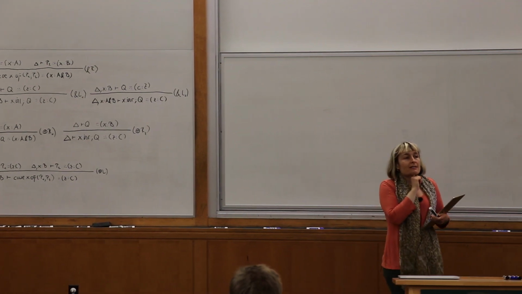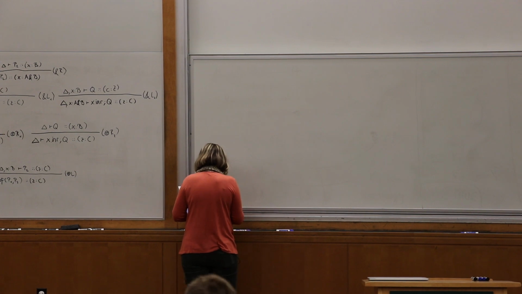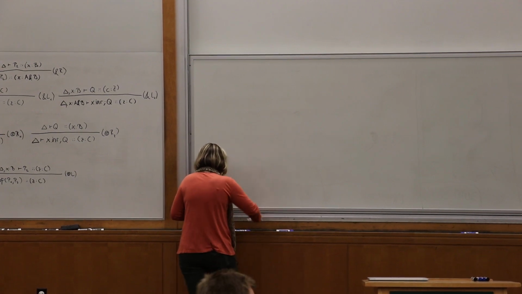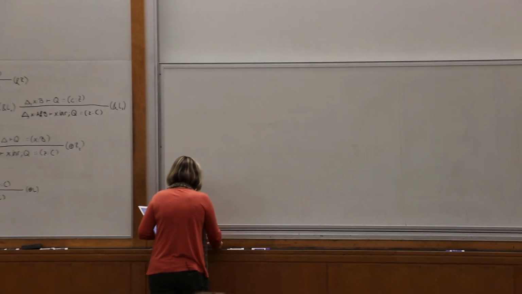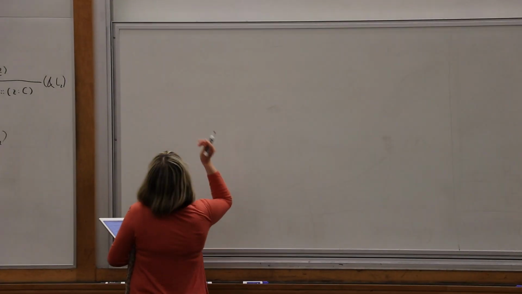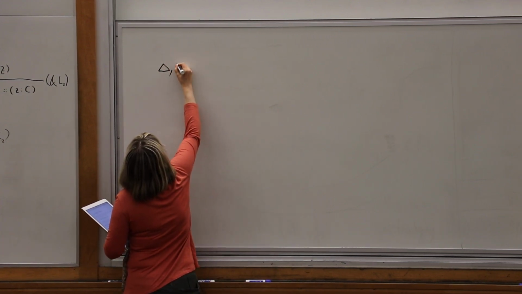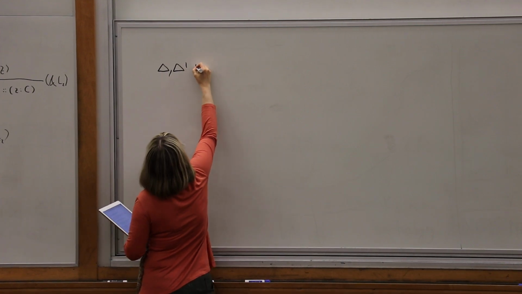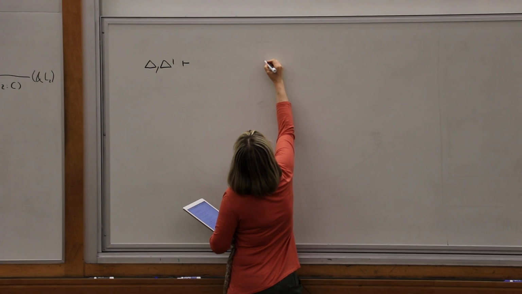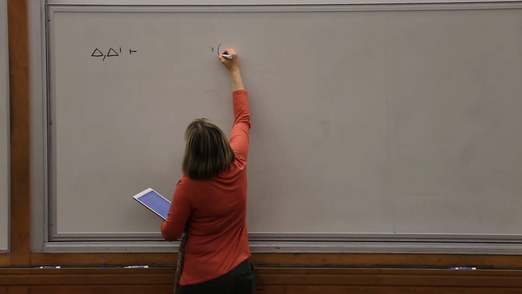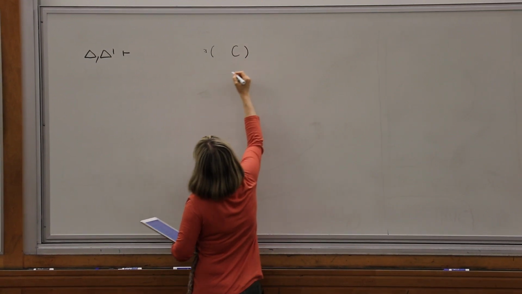So what does cut do? Let's look at cut. Again, I'm going to use two different colors. We first look at the logic rule. With cut, we are given contexts delta and delta prime. And now I need again to leave some space for the process term. And then we can prove a proposition C from it.